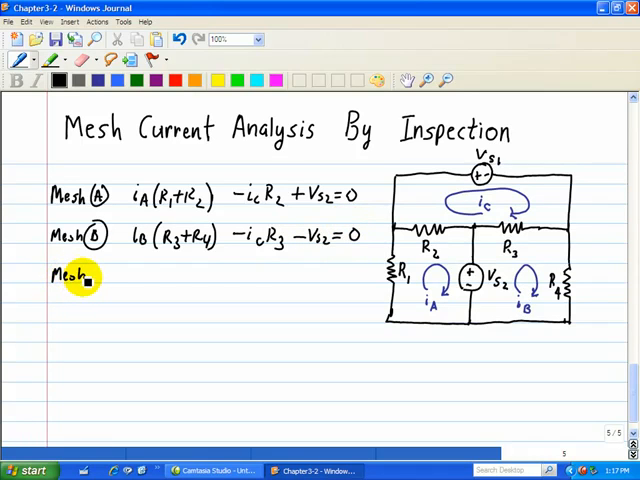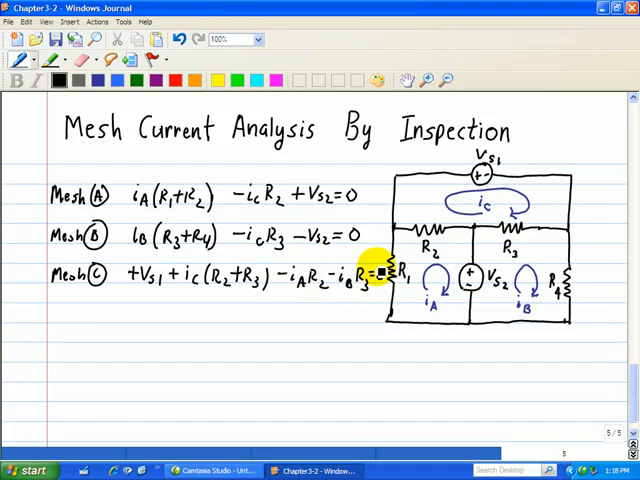For mesh C, okay, we have R2, R3, and VS1. So here we're going to a positive VS1, going through R3. So IC goes through R2 and R3, so it goes through those elements. But then let's see what's common with R2. So we see that it's a minus IA R2 and a minus IB R3, and that's equal to 0.